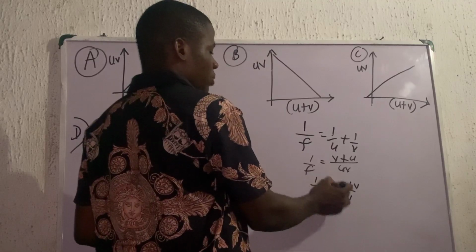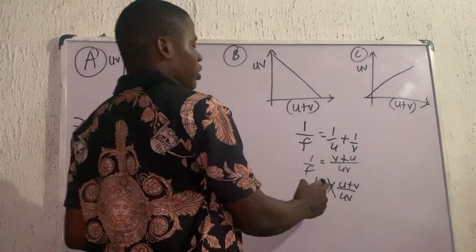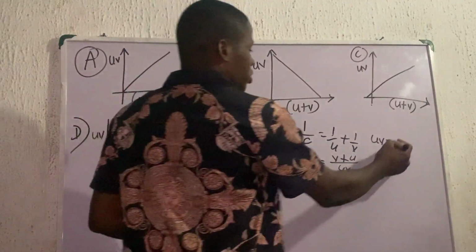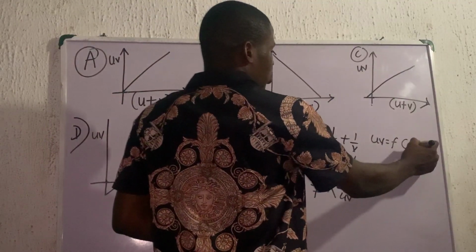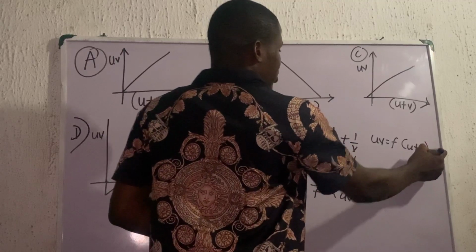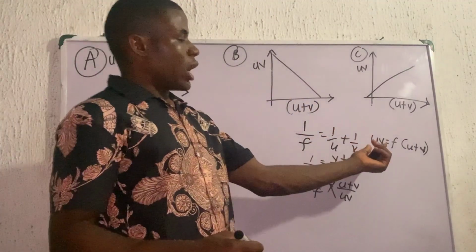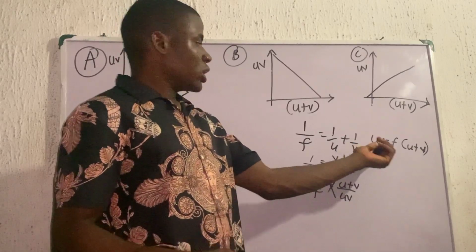So when I cross multiply, what will I have? UV times 1 will give me UV, is equal to F times U plus V. This will be F into bracket U plus V.